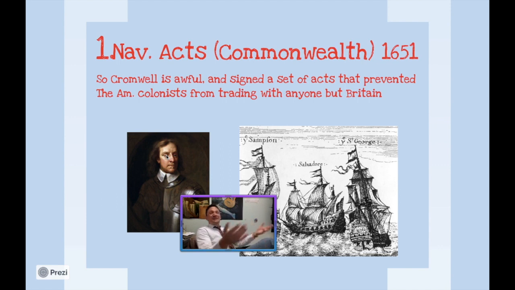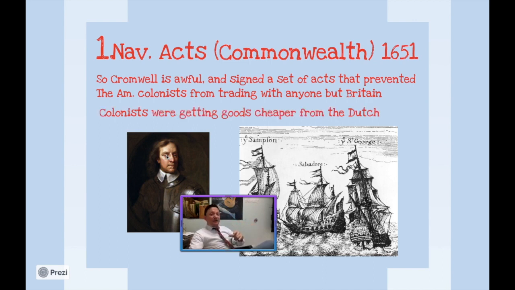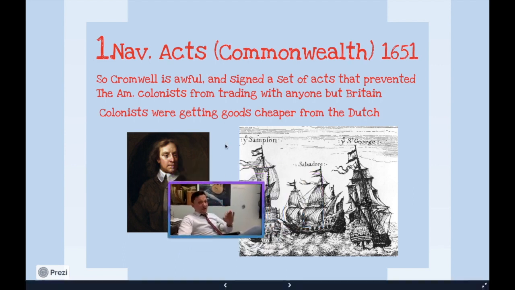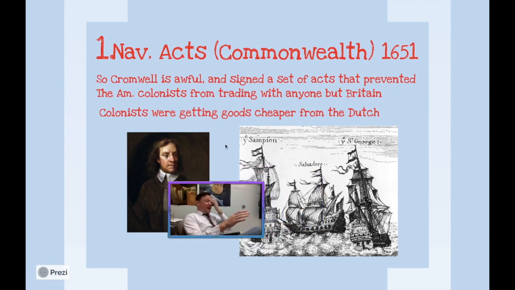Well, Cromwell does this exactly like everybody else is doing because he is awful, and he signs a series of acts that actually prevented not just the people in England from getting non-English goods, but even the American colonists were not allowed to buy goods from anybody that wasn't British. Now, this is going to be a really big deal because colonists were already getting goods cheaper from somebody else. They were getting goods cheaper from the Dutch, okay?